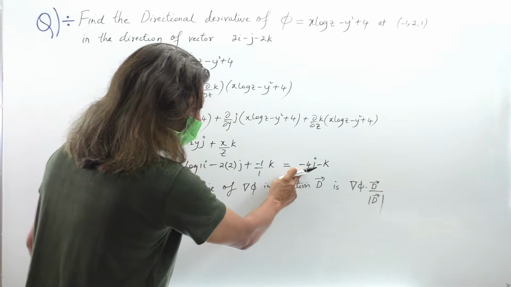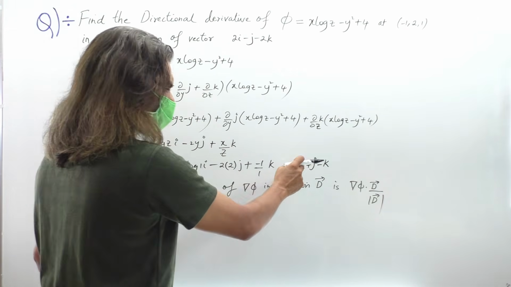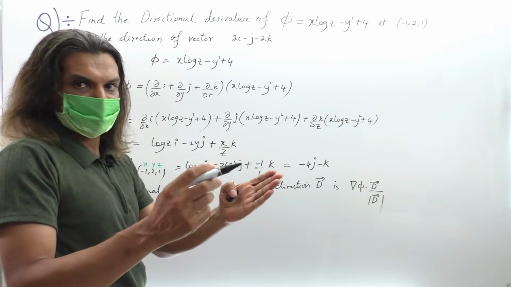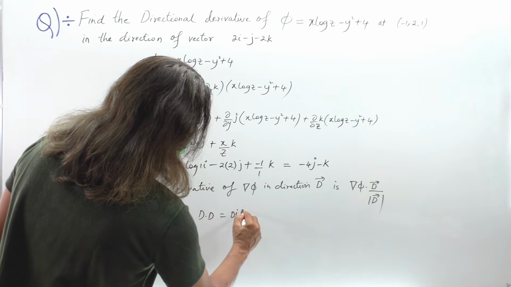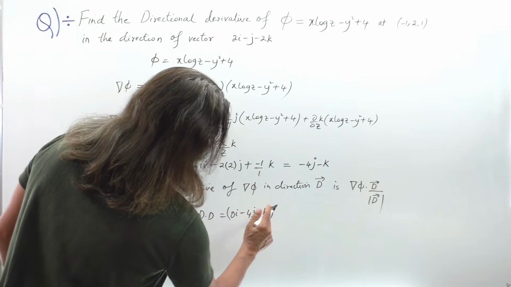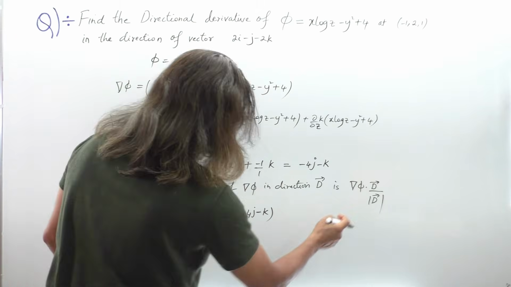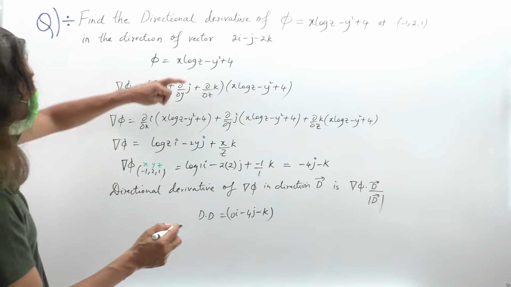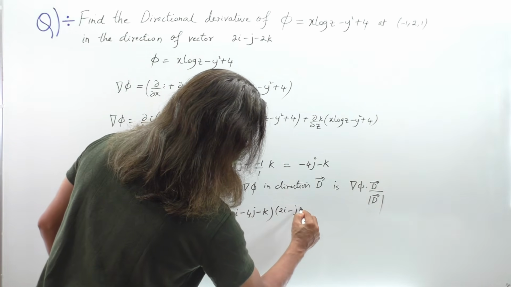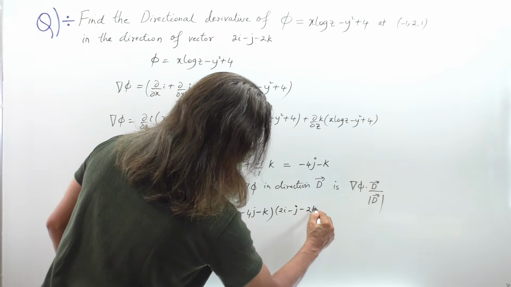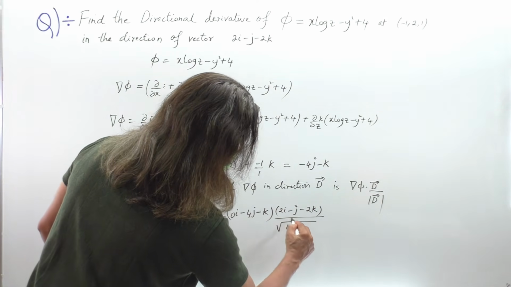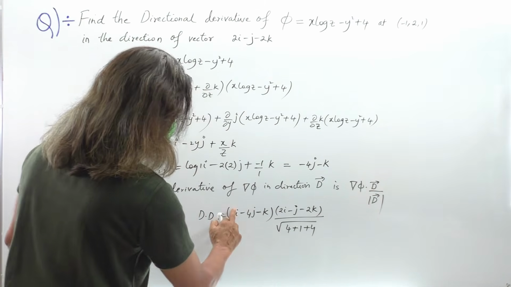We have del phi as minus 4j minus k. There is no i, so to understand correctly, I simply take 0i. So 0i minus 4j minus k, dot d vector. What is d vector? d vector is given here as 2i minus j minus 2k, divided by the modulus of d vector, which is root of 4 plus 1 plus 4.